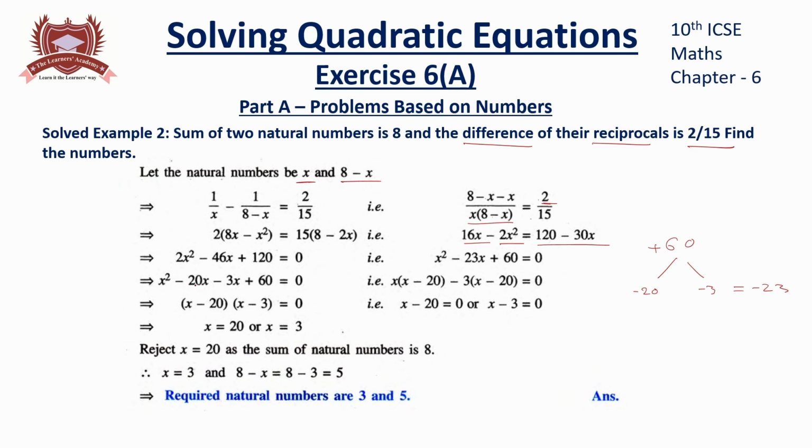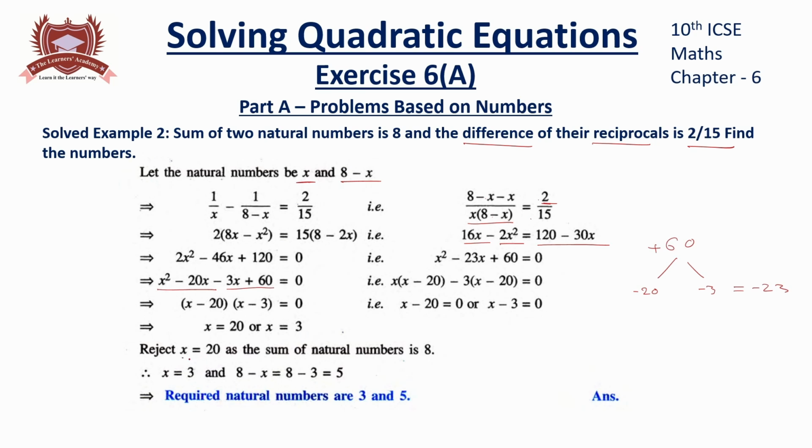So I can have x square minus 20x minus 3x plus 60 is equal to 0. What's common between these? The first part, these two, x is common. So I can have x times x minus 20. Second part also, 3 is common, minus 3 is common. So I'll get minus 3 times x minus 20, giving me equal to 0. So it would be x minus 20 and x minus 3 multiplied is equal to 0. Or x minus 20 is equal to 0, or x minus 3 is equal to 0, or x is equal to 20, or x is equal to 3.